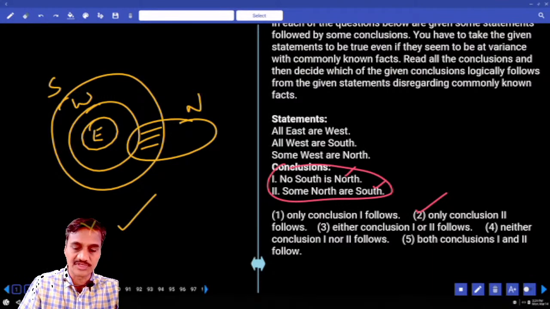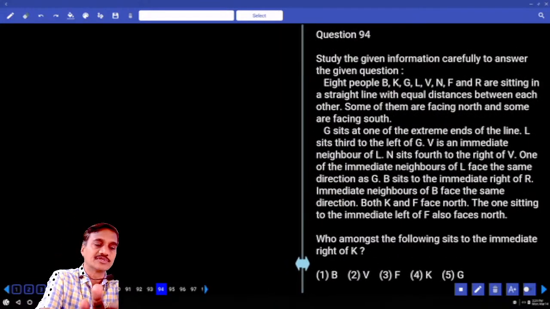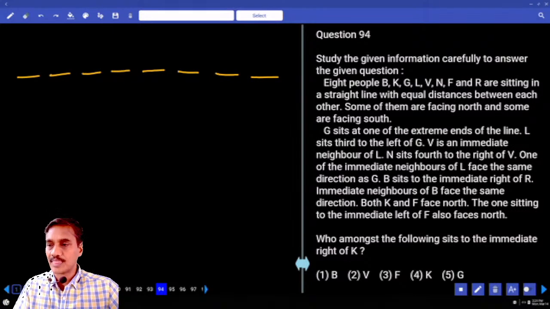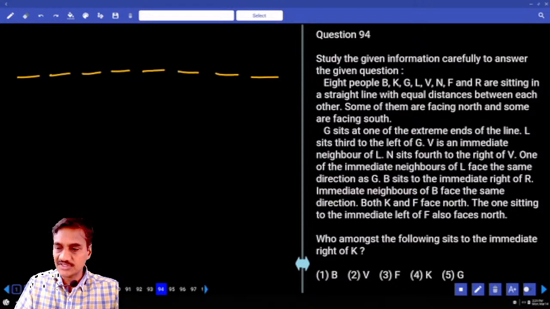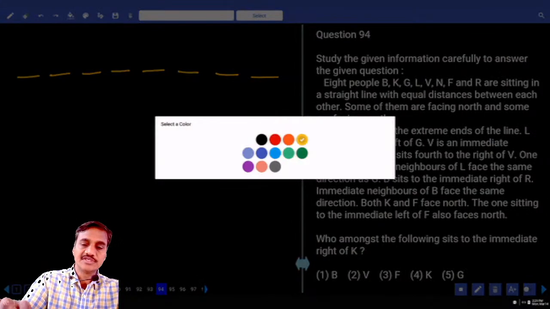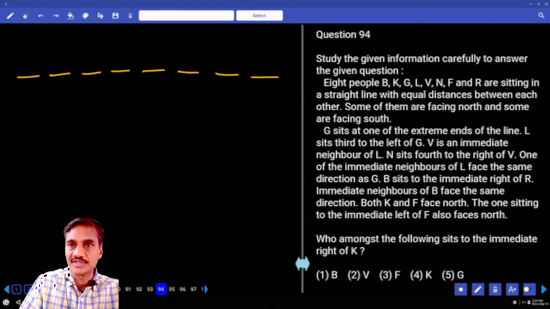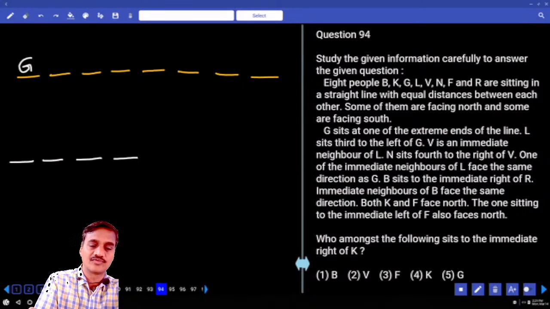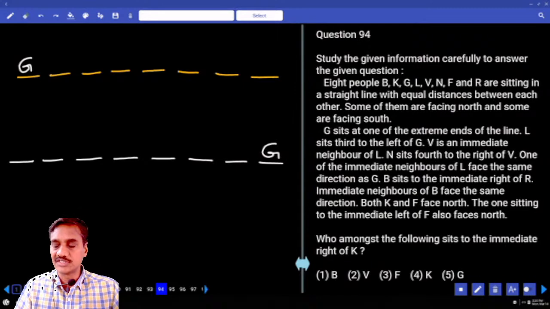Then coming back to question numbers 94 onwards. Now in this 94, it is based on row arrangement. How many persons are there in this row? 1, 2, 3, 4, 5, 6, 7, 8. Now 8 persons were there and they are seated in a straight line with equal spacing, some of them facing north and some of them facing south. And G sits at one of the extreme ends of the line. G is at one of the extreme ends of the line means where should I write this G? G ఎక్కడ ఉండాలి? Either at the left extreme or at the right extreme. Hence how many possibilities do we have? 2 possibilities. And 1, 2, 3, 4, 5, 6, 7, 8. Now G is at this extreme end. సరిపోయిందా?